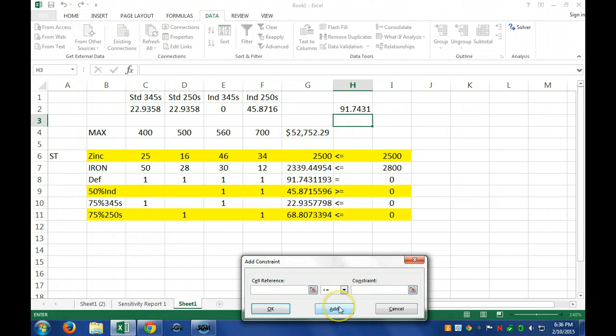Add the 345 total, which is in G10, has to be less than or equal to 75% of total production, which is in H2, so H2 times 0.75. Add, and the 250 production, which is in G11, has to be less than or equal to H2 times 75%.